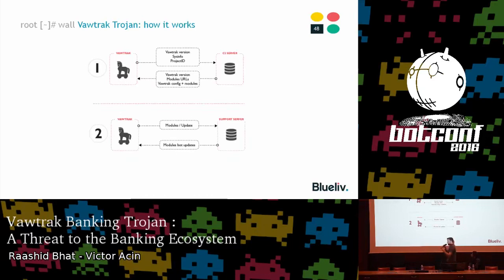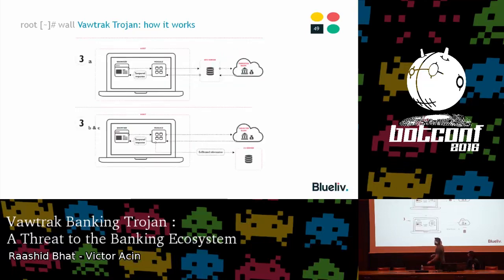Vawtrak then, if it has to update itself or download any modules, will talk with a support server to perform these actions, to update itself and to integrate the new modules that it has to download. And from this point on, it can begin to operate. We have detected Vawtrak using 2 different modes of operation. The first mode involves the ATS, and the second mode doesn't.